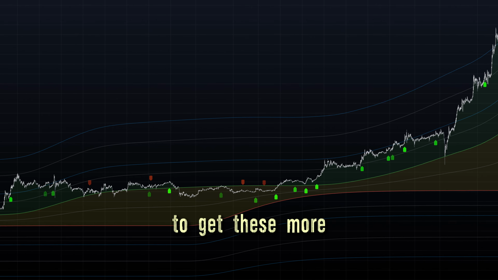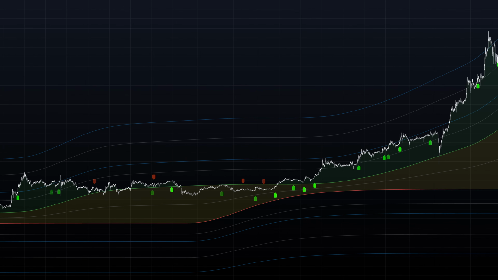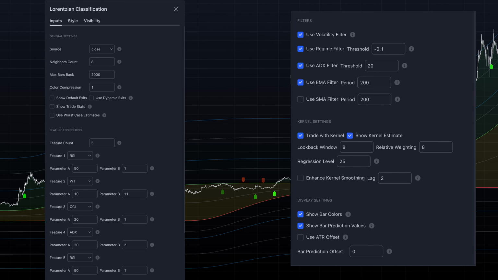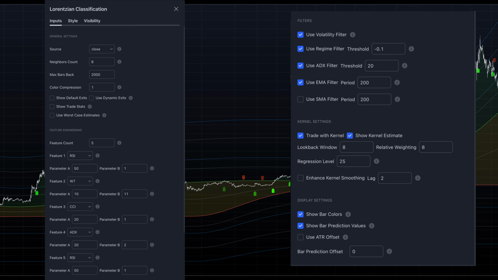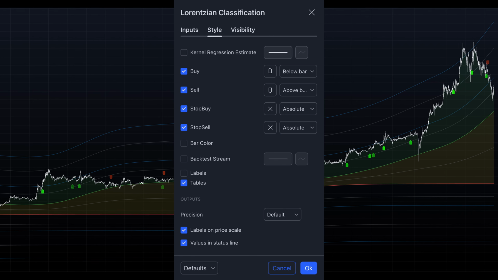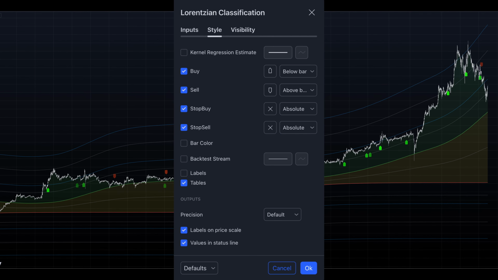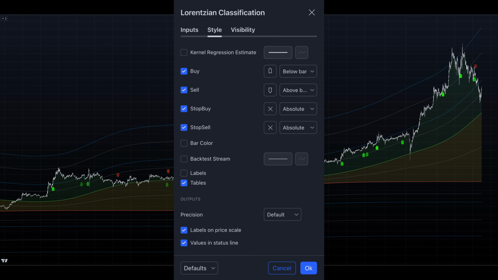Speaking of which, to get these more reliable Lorentzian entry signals, I've tweaked quite a few settings as you can see on the chart. Rather than going through each one, let me just share the exact settings I use so you can simply copy them. Feel free to tweak them further for your own trading conditions, but these should serve as an excellent starting point.